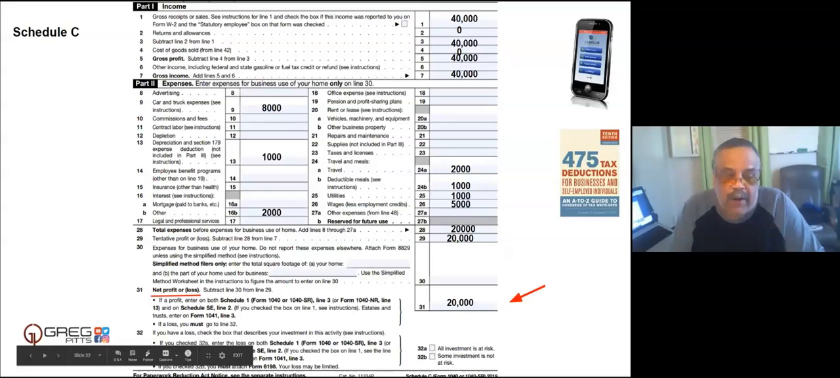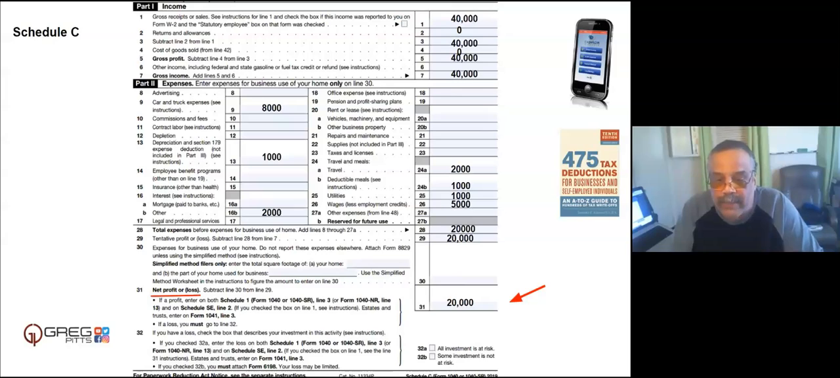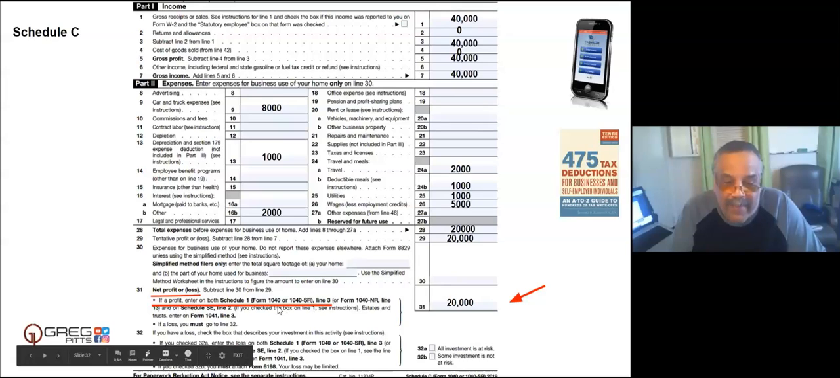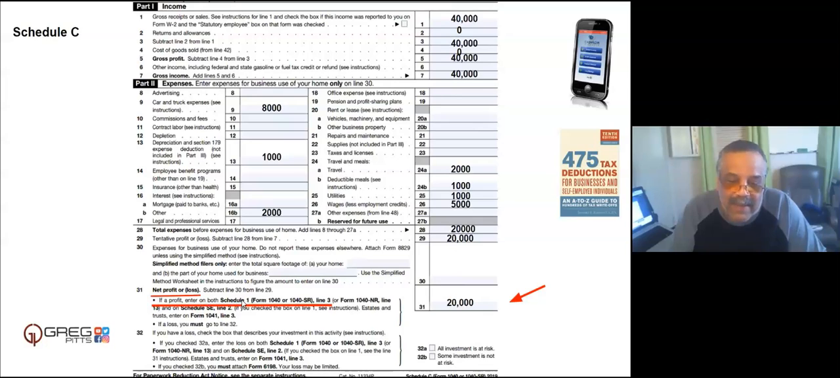You bring your profit down on line 31. It says net profit or loss, subtract line 30 from 29. There is nothing on line 30, so bring the $20,000 down to line 31. Again, now you got to read again. If a profit, enter on Schedule 1, line 3. And they try and trip you up when they put things in parentheses. But it says Schedule 1, line 3, so you're going to go back there.